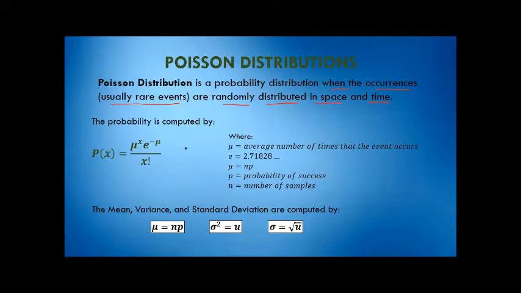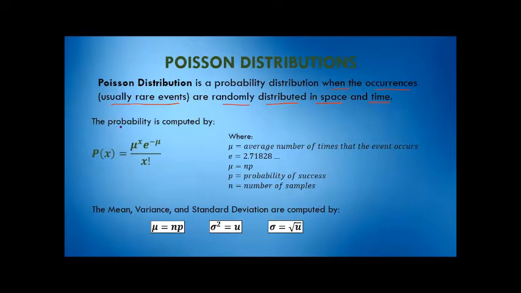So these are the events that occur rarely. So katulad ng mga accidents or selling of goods or products sa sales, sa business, they are randomly distributed in space and time. So may indicated na time. So whether daily, monthly, or yearly, something like that.